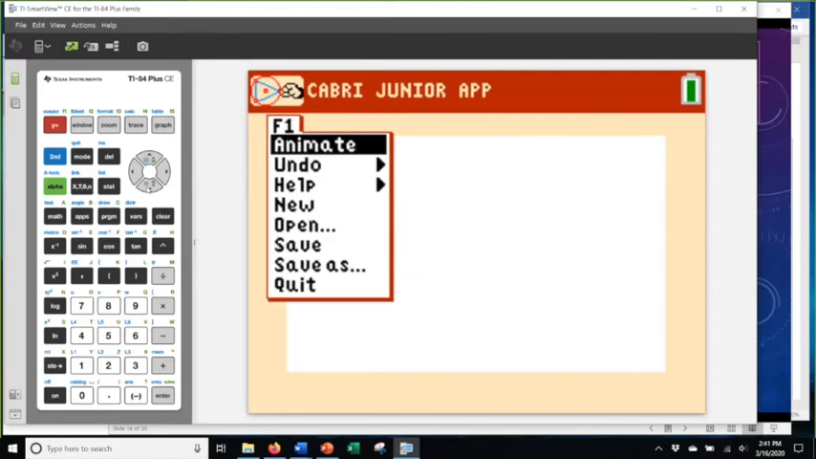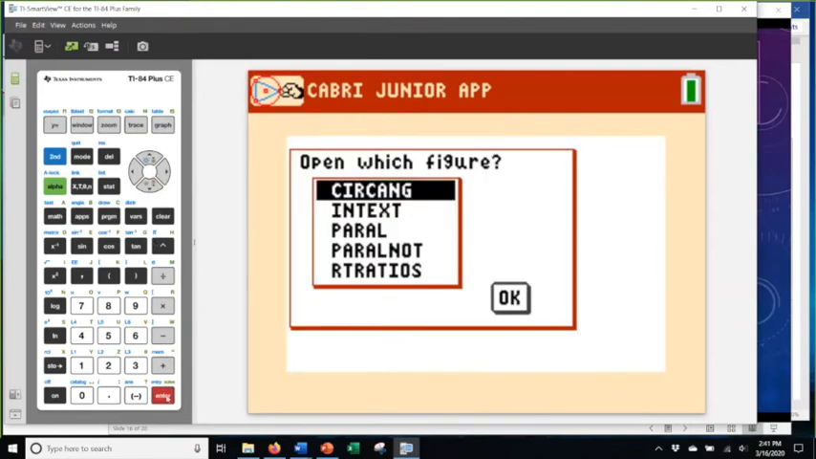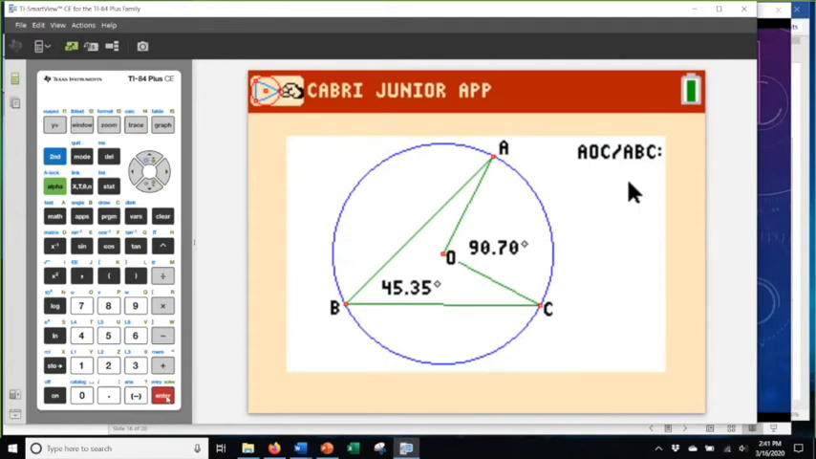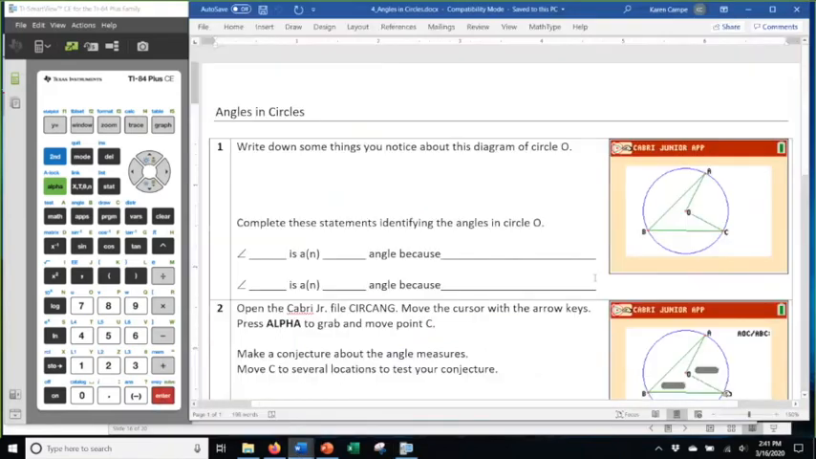In y equals, we're going to open up our circle angle figure. And actually, before I even open that up, I want to show you what students start with. They start with a lab sheet for them to note down their work or their observations and their conclusions. And notice that the beginning of the lab sheet doesn't have any of the angle measures that I had up on the calculator.